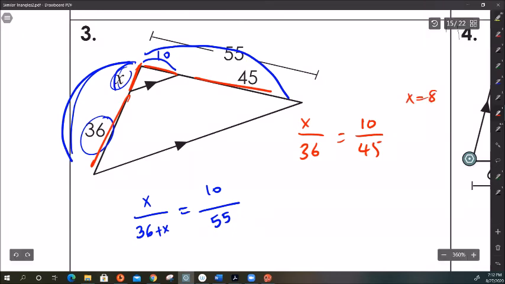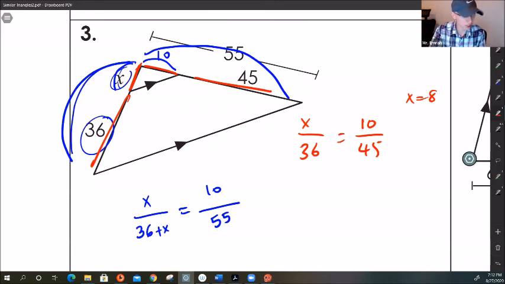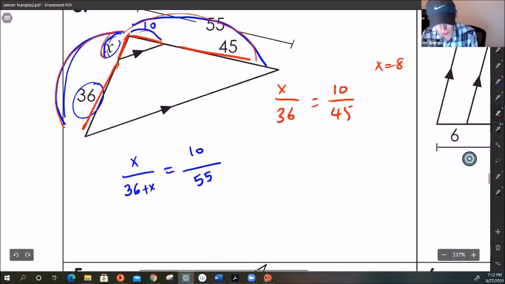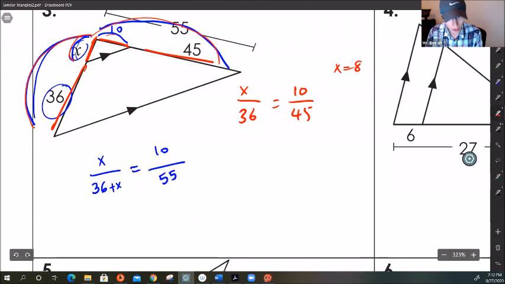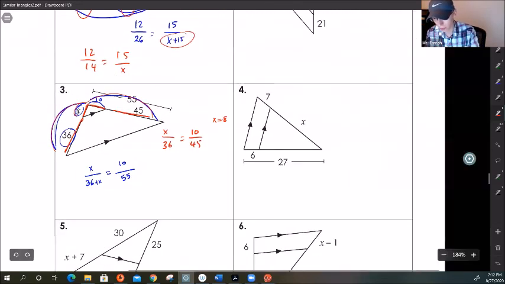And I'm just solving it the hard way now, actually using the similar triangles too, because I don't want you to forget this method as well. X plus 36, 10 to 55. That is also going to give you exactly the same answer. But notice the hardship here for this blue one as compared to the red one. Red one is very easy to solve. This one, you have X on both sides, and then you need to multiply a binomial by a constant.